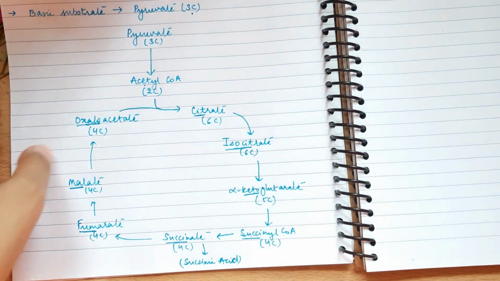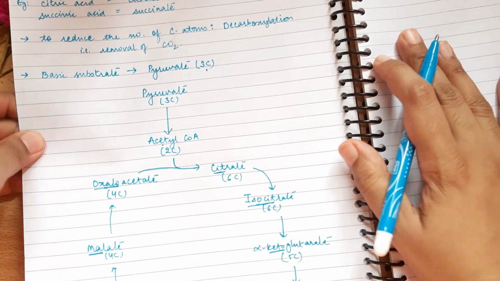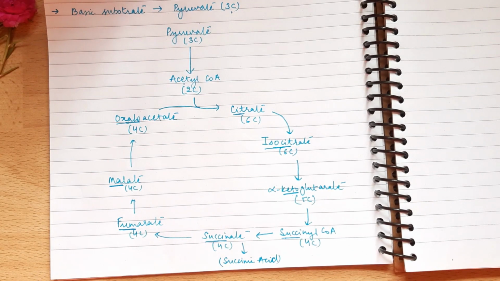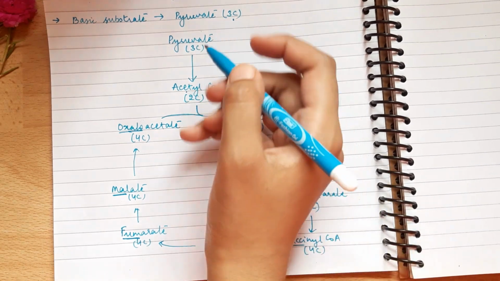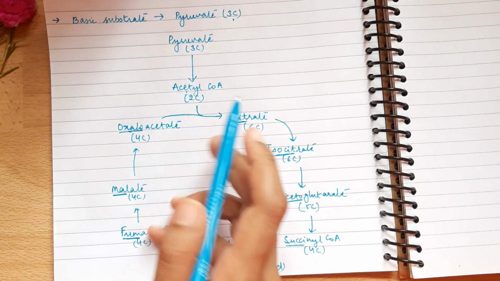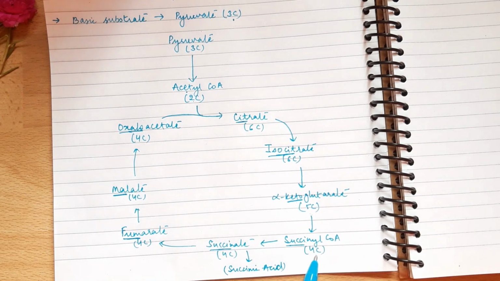Now that we are done with this order thing, I want to go deeper into the cycle. You see, there's a reduction in carbon atoms at 3 places in the cycle: acetyl-CoA, alpha-ketoglutarate and succinyl-CoA, which means there has to be a decarboxylation reaction at these 3 places, that is, the removal of CO2.